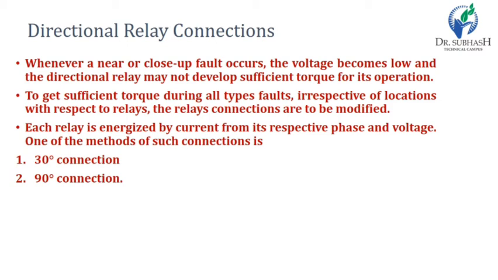Whenever a near or close-up fault occurs, the voltage becomes low and the directional relay may not develop sufficient torque for its operation. So for that problem, we have to generate sufficient torque during all the directional faults where the current gets reversed. Irrespective of location with respect to the relay, the relay connections have to be modified.